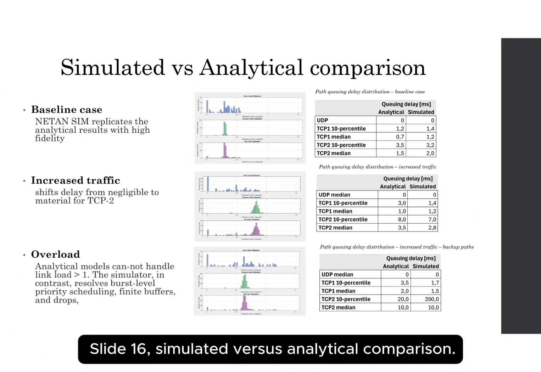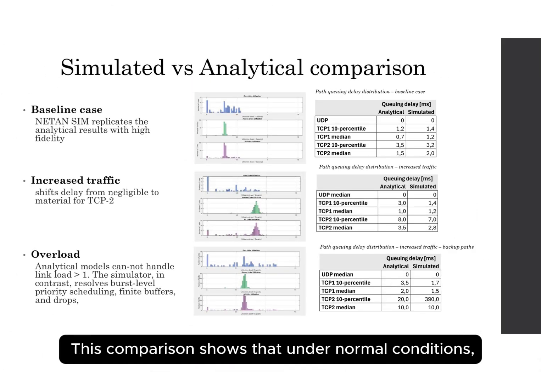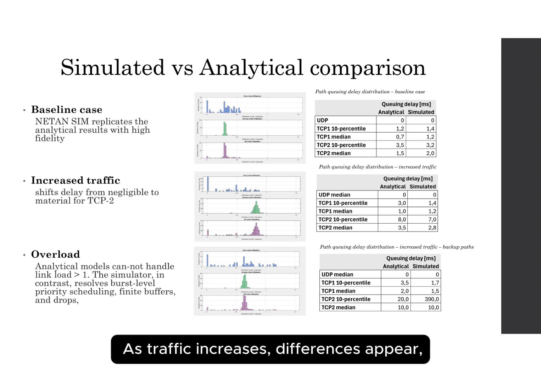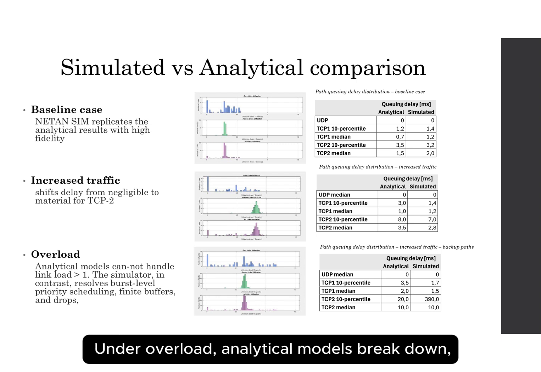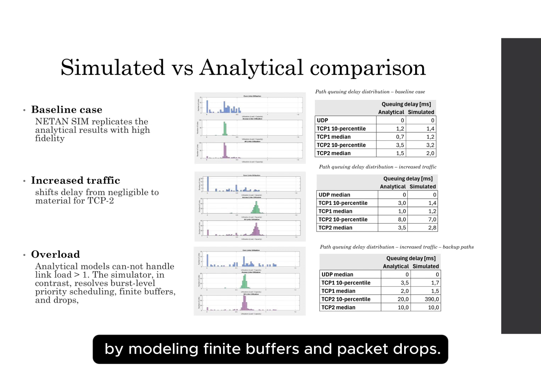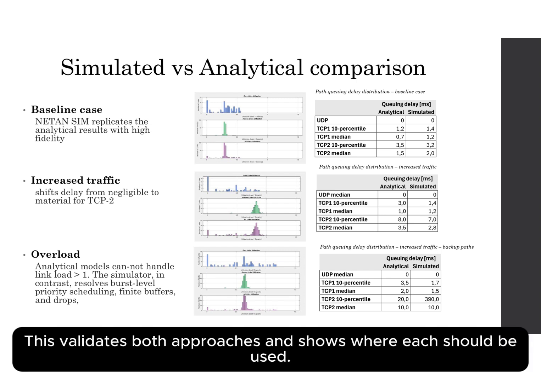Slide 16. Simulated versus analytical comparison. This comparison shows that under normal conditions, the simulator closely matches analytical results. As traffic increases, differences appear, especially for lower priority TCP traffic. Under overload, analytical models break down, while the simulator continues to produce realistic results by modeling finite buffers and packet drops. This validates both approaches and shows where each should be used.